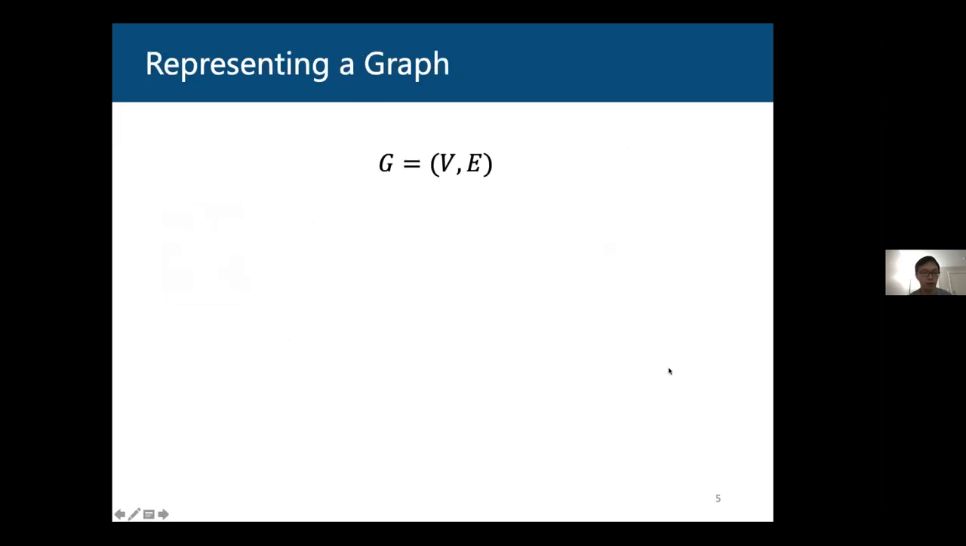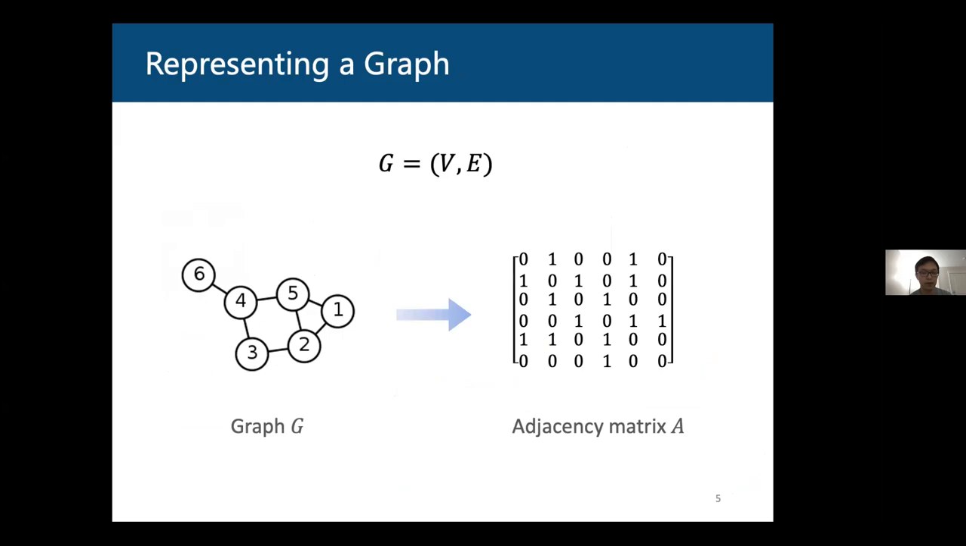So typically, a graph is represented as a pair of V and E, where V is the set of vertices and E is the set of edges. Given a graph G, we usually use the adjacency matrix to represent this graph, in which the entry ij equals 1 means that node i and node j are connected by an edge. Otherwise, the entry ij is 0.